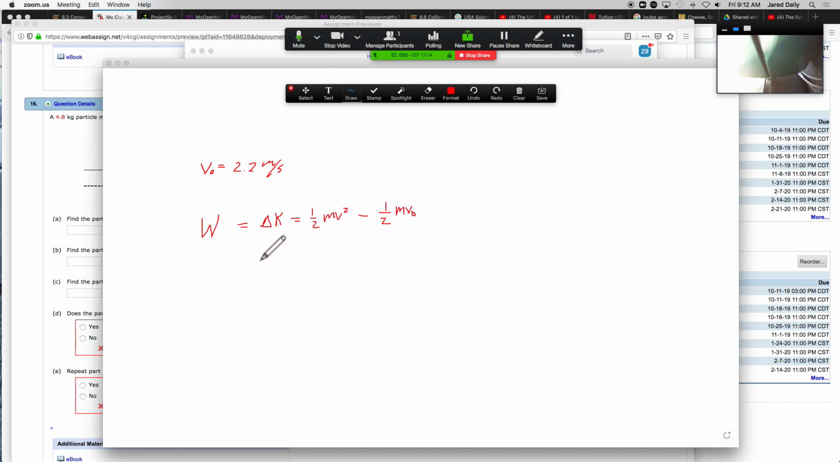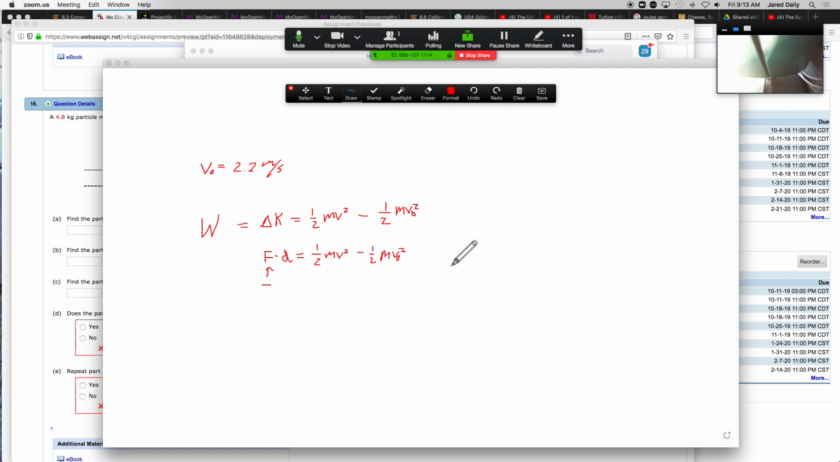We know our v initial, we know our mass. And the work is equal to the force times the distance. And the force in this case, remember, is negative. It's not a positive number, it's a negative number. And so we solve this equation for v final, and we know everything else in the equation. That'll get us part A.